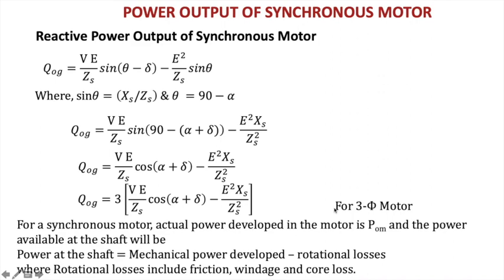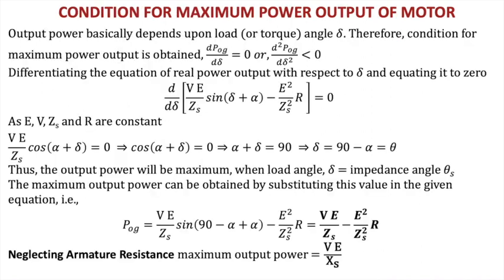So for a synchronous motor, the actual power developed in the motor is Pom, and the power available at the shaft will be that minus the rotational losses, where rotational losses include friction, windage and core losses. So including all the losses, what is the mechanical power developed? If you subtract the losses, you will get the power output at the shaft. So what is the condition for maximum output power at the shaft? Using the output power equation, you differentiate it with respect to del, because that is the variable quantity, and the rest are fixed quantities.